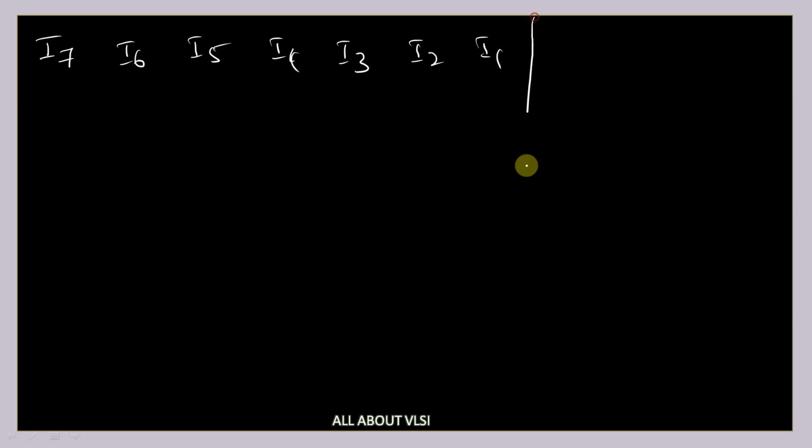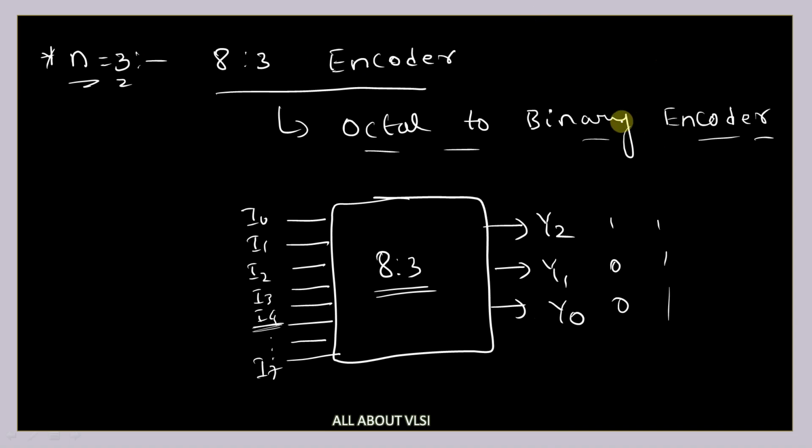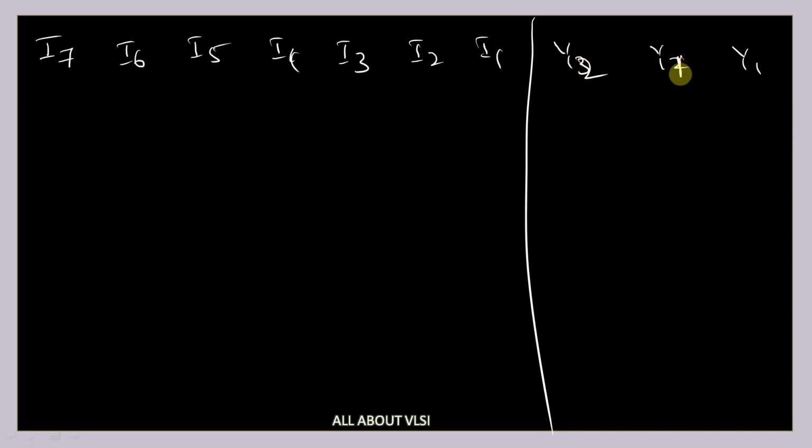Depending on this, we can draw the truth table like this: I7, I6, I5, I4, I3, I2, and I1, and outputs Y2, Y1, Y0.